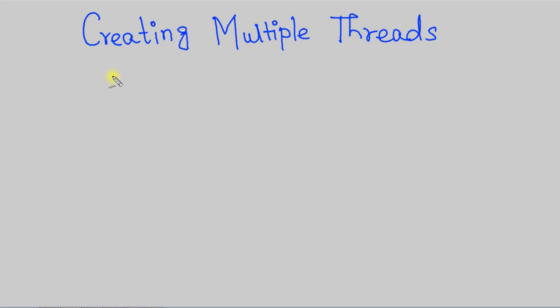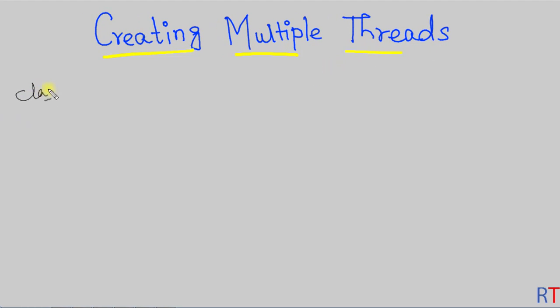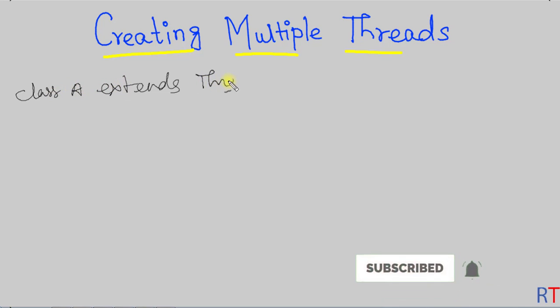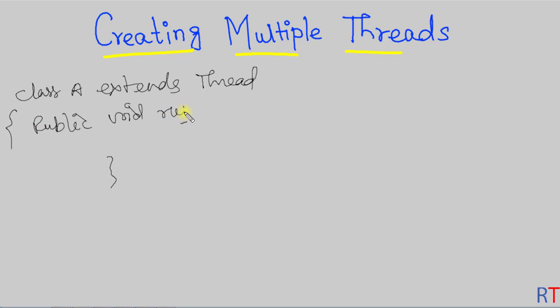Hey, what's up guys? In this video we're going to talk about how we can create multiple threads in a Java program. Now to create multiple threads, I'm going to create one class A and extend the Thread class, and inside the class A we have to define the run method.